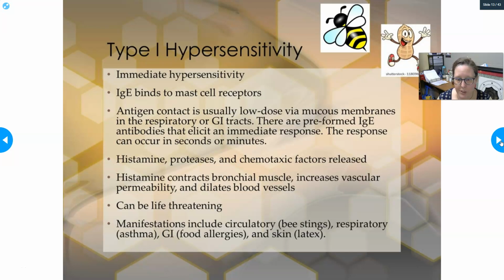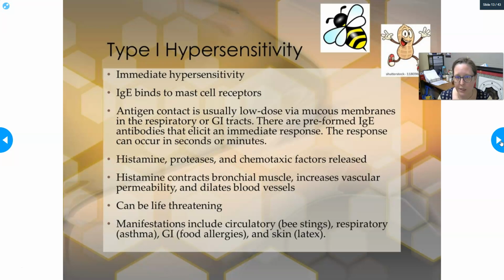Some of the manifestations include circulatory collapse in bee stings, and respiratory manifestations. Again, for asthma, that could be like peanut allergies, where they have difficulty breathing. There are also GI manifestations, so cramping, nausea, vomiting, diarrhea, but a GI trigger could also cause skin reactions too, immediate ones like rashes and hives.